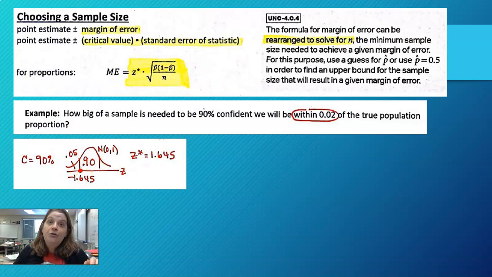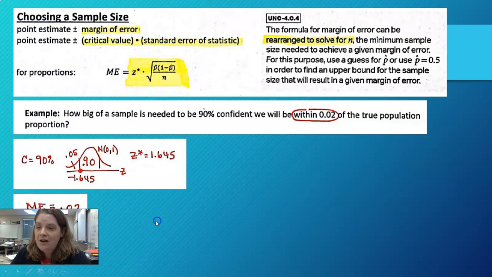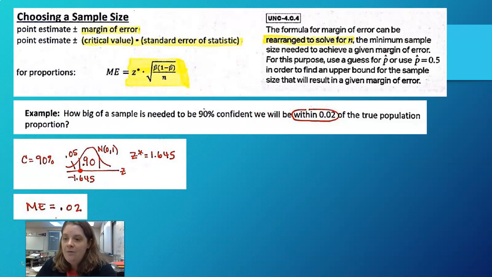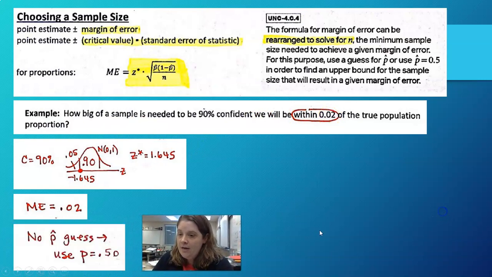The other thing you could do is use that t-table and look at the bottom for the confidence level, look up at 90%, and you're going to get that 1.645. The other thing that we know from this problem is that the margin of error is 2% because it says we need to be within 2%. However, we do not know p hat. The last question, it told us what we thought p hat used to be. We don't know that now.